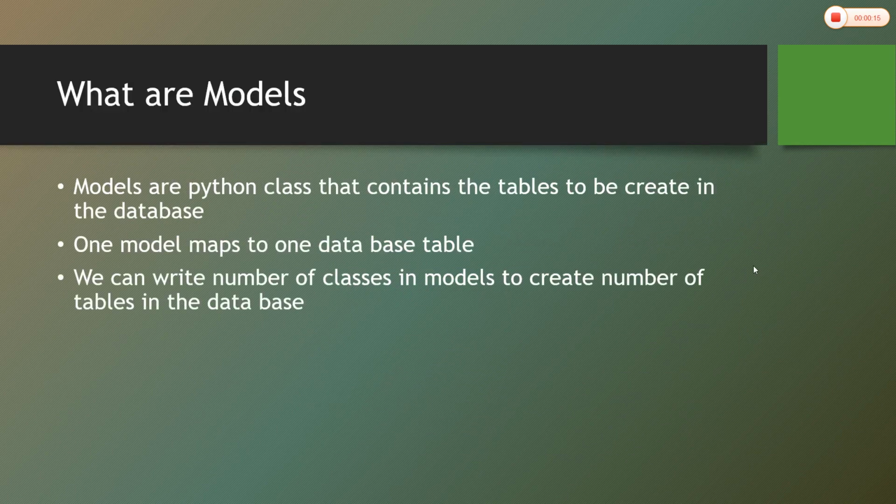So in Django, in order to connect to a database and create tables in it, Django provides a file called models.py. Models are Python classes that contain the tables to be created in a database. Generally, one model maps to one database table, and we can write any number of classes in models, meaning we can create any number of tables in the database from Django.